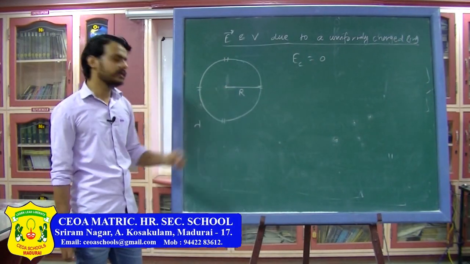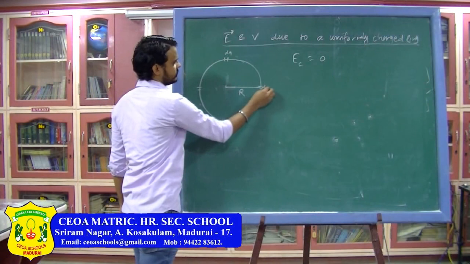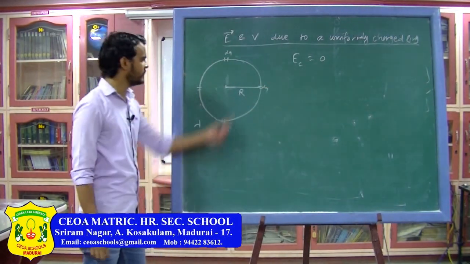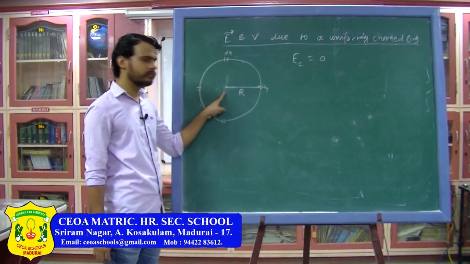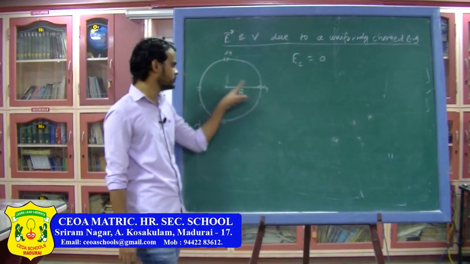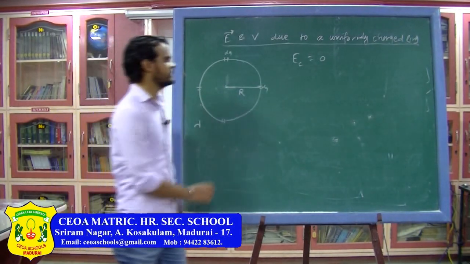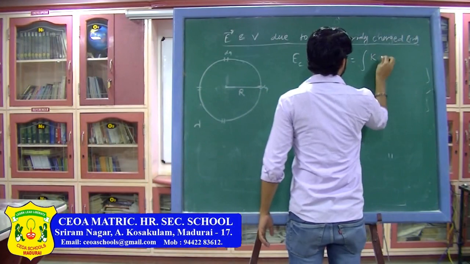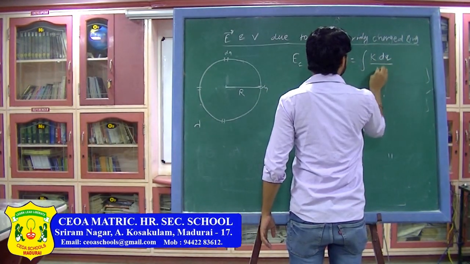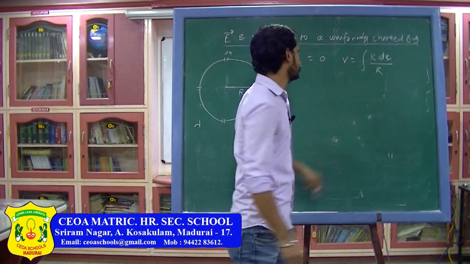To find the electric potential, again I can assume the charge on this one will be dq, charge on this one will be dq, and so on. At this point the electric potential due to this dq charge will be k dq by r. Due to this one also it will be k dq by r, and so on. So the total potential I can write as the integration of k dq by r. As you can see, k and r both are constant, so they can come out.